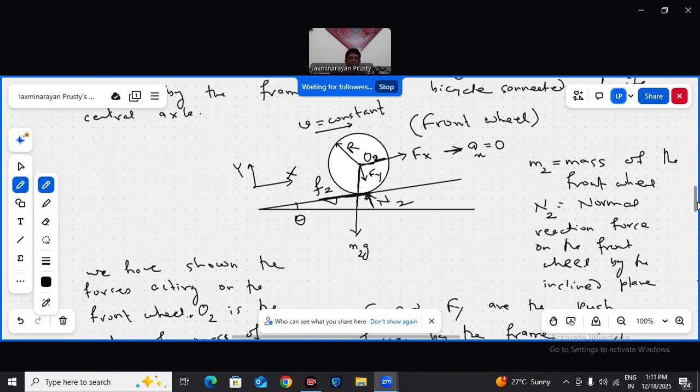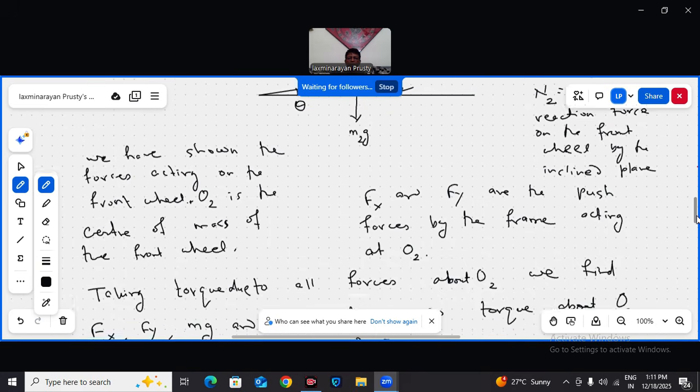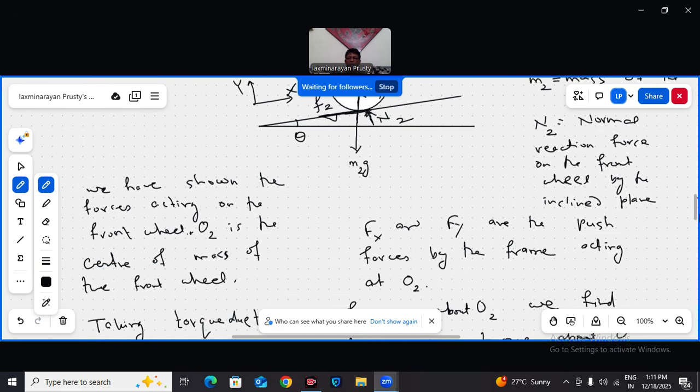You can say it is a uniform front wheel. You can say there will be some spokes here. Obviously, those details I have not shown. So like this. Okay, then let us calculate the torque about O2.